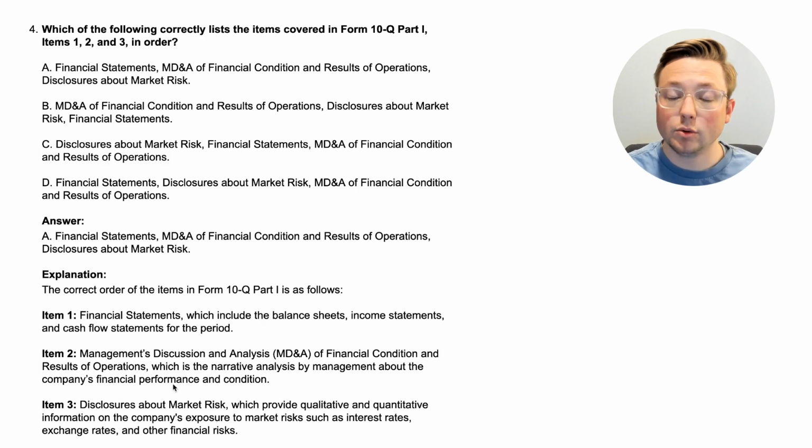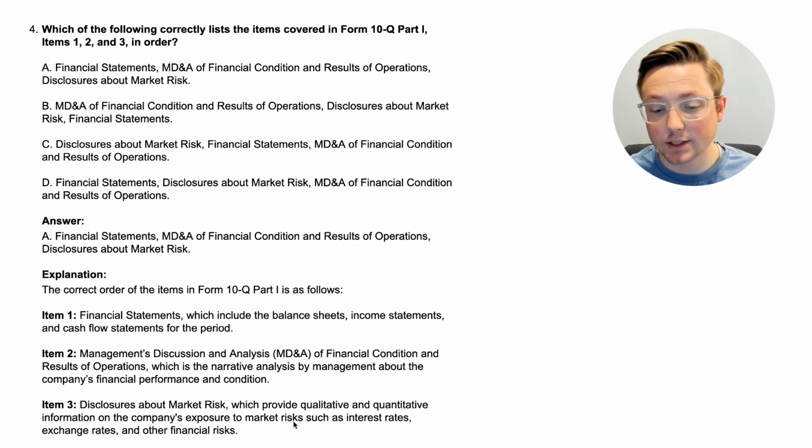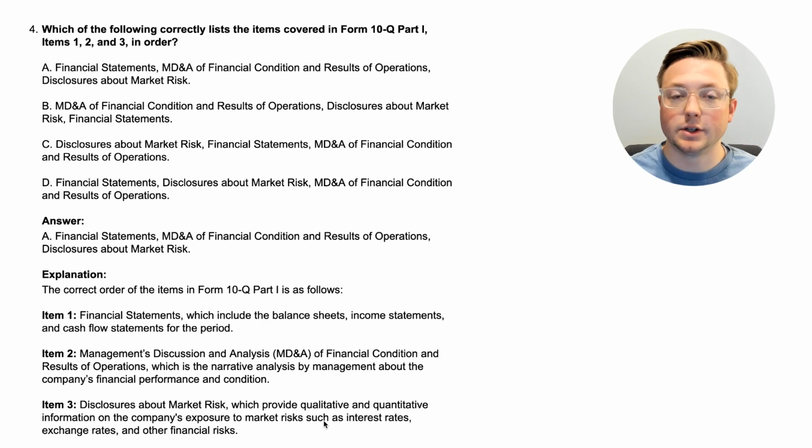Again, with the 10Q, they're focusing on the most recent quarter. And then Item 3, disclosures about market risk, which provide qualitative and quantitative information on the company's exposure to market risks, such as interest rates, exchange rates, and other financial risks.